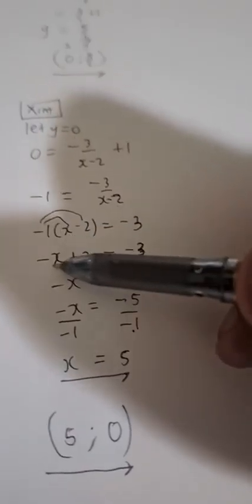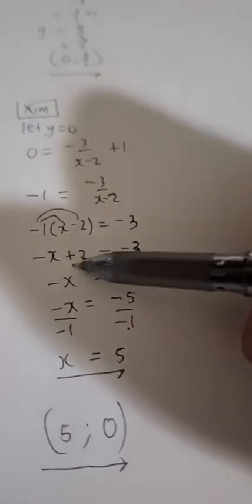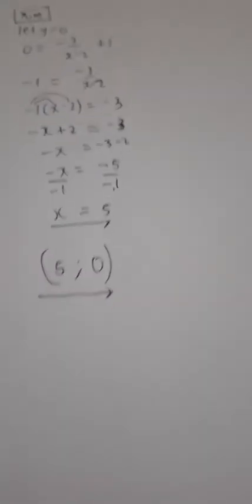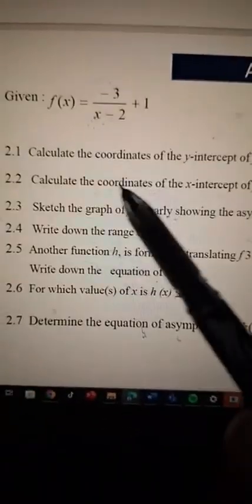Okay, negative times positive gives us negative, and then negative times the negative gives us a positive. Then we solve for x. We get x is 5, and we write the coordinates. Since we let y be 0, that means 0 is y, and our value for x is 5. Okay, let's go on to the next question.